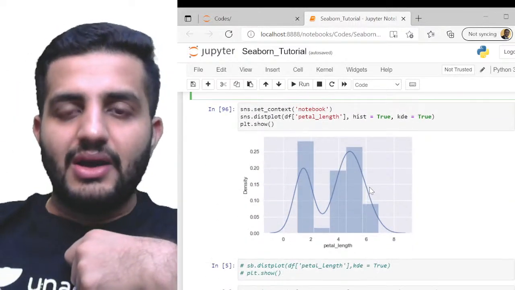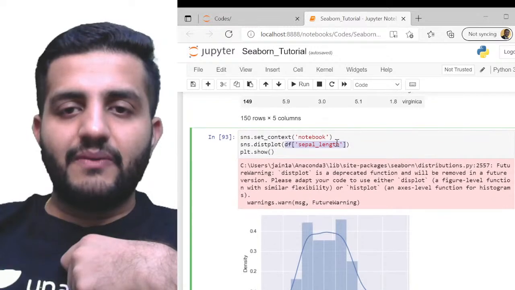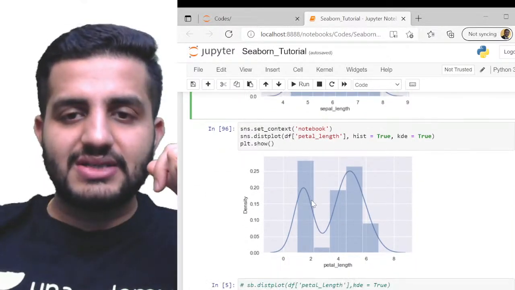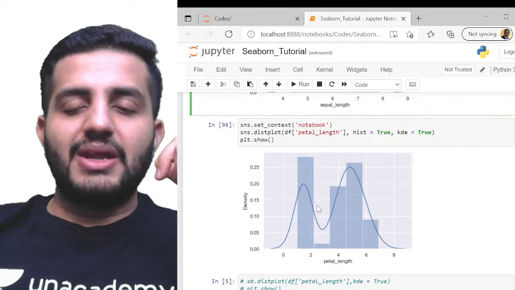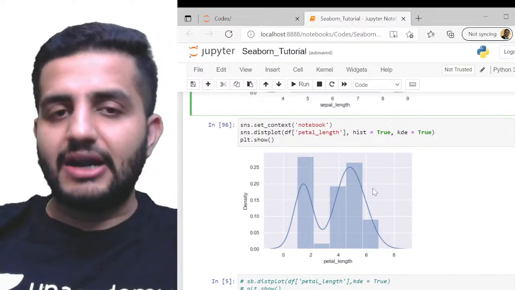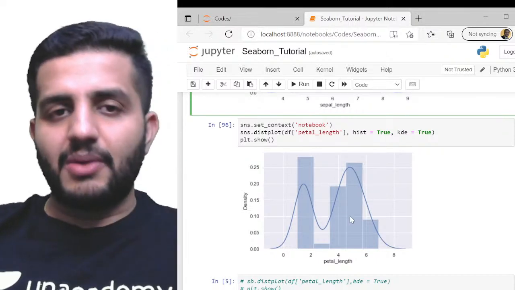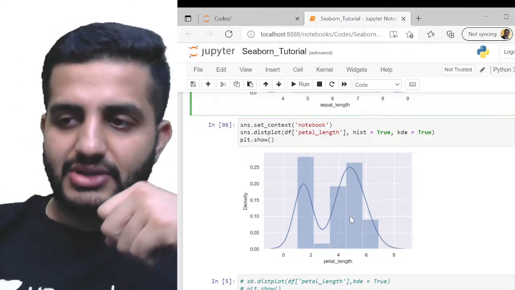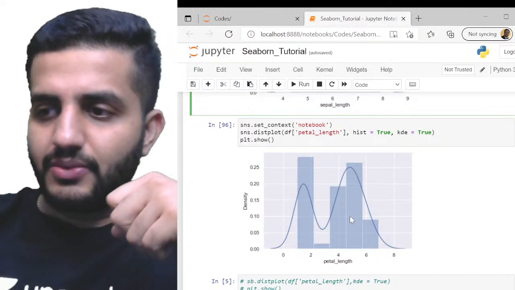For example, now look at this. Instead of doing one variable, which is sepal length, I'm doing petal length. So two different variables. Now in this you can see it's not following a bell curve, it's making two different peaks. So that's not normal data. This is not normalized data. Likewise, this is the inference of your distribution plot. So that's what we do.